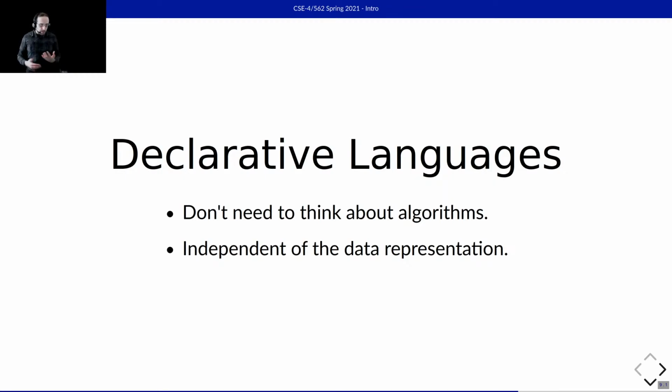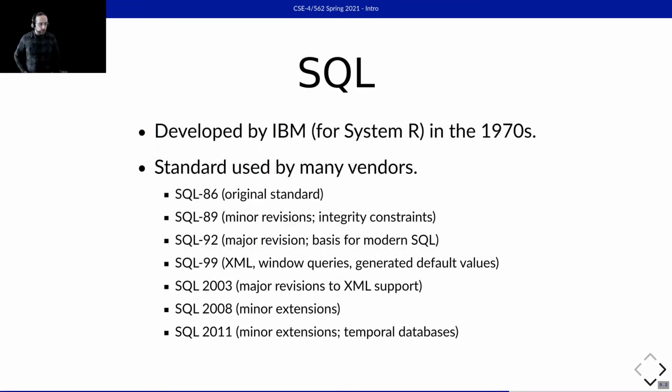So in an imperative language, even if the interface was designed in such a way that you could change the data representation without changing the algorithm itself, the algorithm may not be as efficient on the new data representation as on the original one. And that is kind of the awesome feature of SQL.